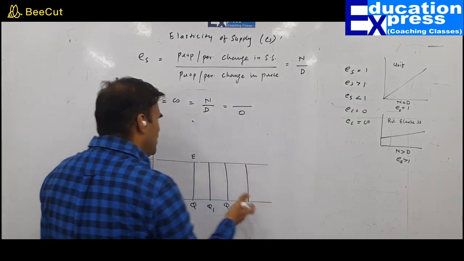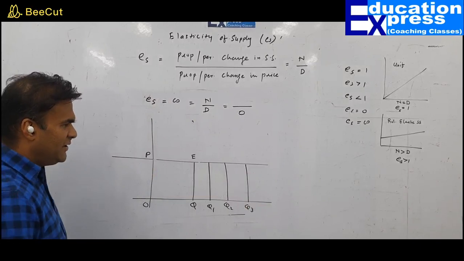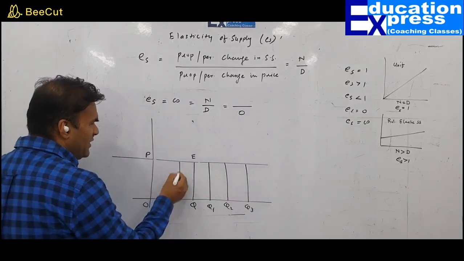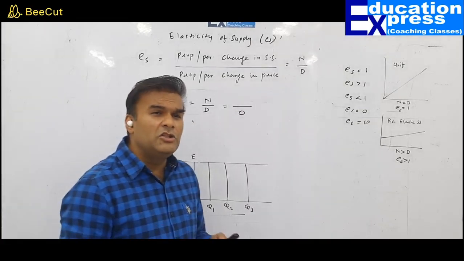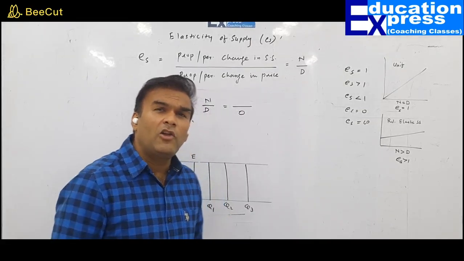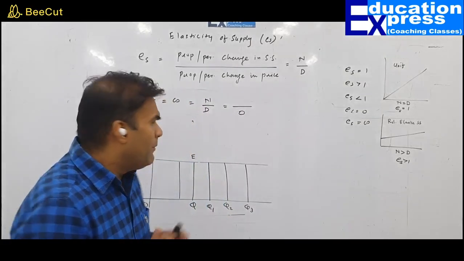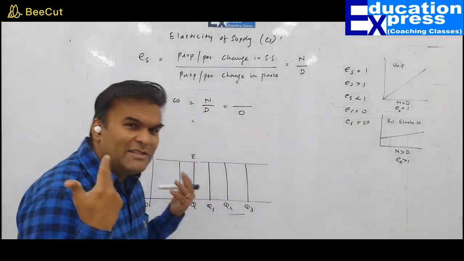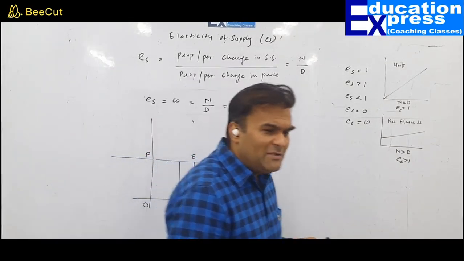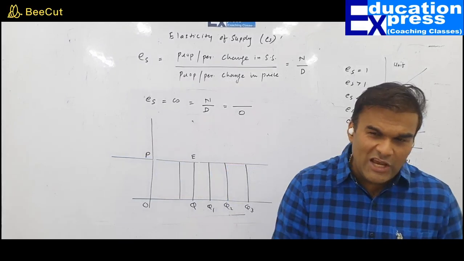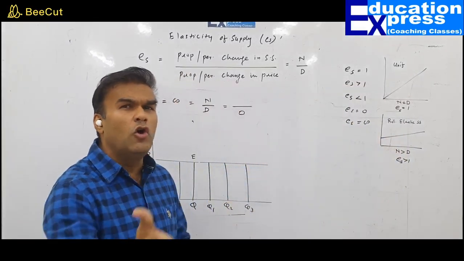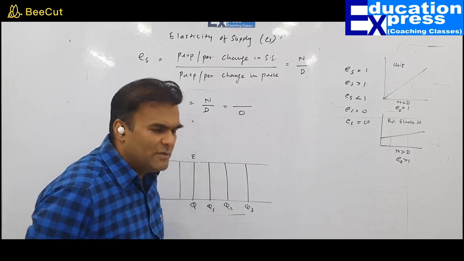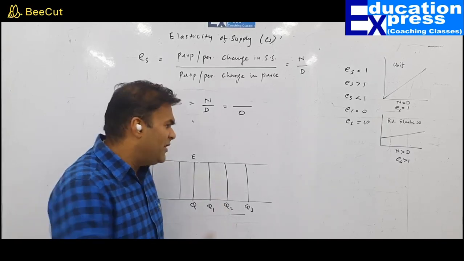There is no change in the price, yet supply is rising. There is no change in the price, yet supply is falling. That means price is not the important factor to decide supply. Price is not able to decide supply. That means my supply probably remains the same, or supply rises or supply falls, but price has got no role to play. So how is it possible? Can you give me one example, sir, where this model is possible?